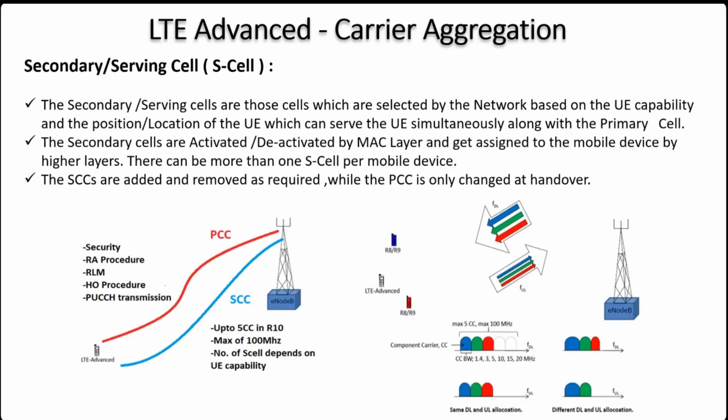When we talk about the S cell, secondary cells or serving cells are those cells which are selected by the network based on the position and location when the UE is served simultaneously. Secondary cells are activated and deactivated by the MAC layer, and get assigned by the handler. There can be more than one S cell per mobile device. S cells are added and removed as required, which only the PCC can change. The PCC is only changed at the time of handover.